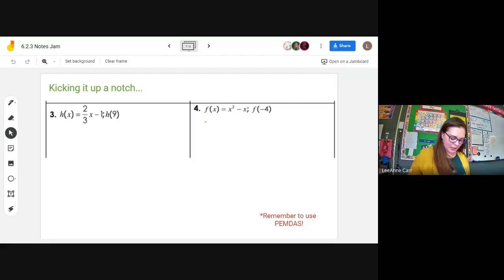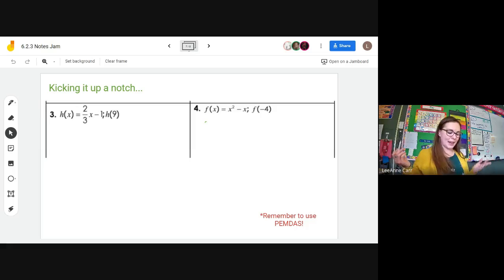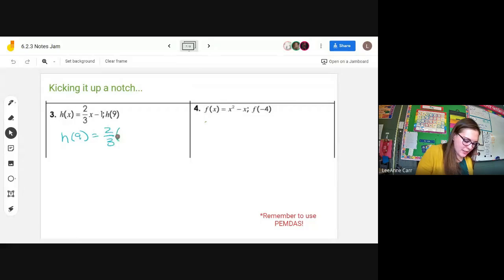So, Lexi, in this first problem, look at number 3 with me. And again, we're doing exactly what we did before. Lexi, according to my notation, for number 3, what number am I going to plug in for my variable? What number am I going to plug in for x here? I'm gonna say 9. Yeah, I'm just gonna replace my x with a 9. Here we go. So now I have h of 9 equals 2/3. Instead of x, I'm putting a 9 in parentheses minus 1.